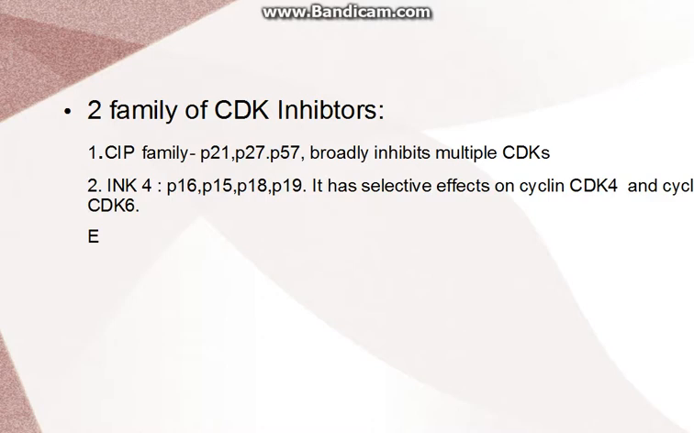Now for the inhibitors we will go into a bit of detail, but there are two families of these. There is the CIP family, and there is the INK4 family. The CIP family contains molecules like P21, P27 and P57, and it inhibits multiple CDKs. You will understand their role later. They inhibit almost all CDKs. But the INK4 family has a selective role. That is P16, P15, P18 and P19. These have a selective role on CDK4 and CDK6.